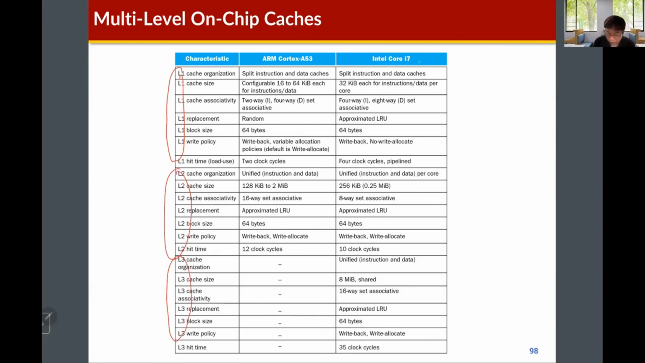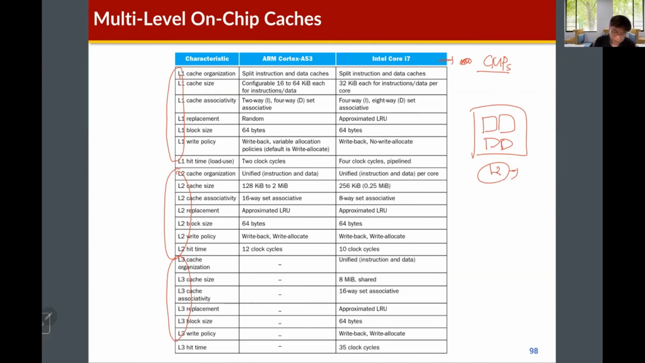The Intel Core i7 is a multi-core architecture, so it's a CMP, chip multiprocessor. Which means that this Intel Core i7 includes multiple cores, and the level 3 cache is the last level cache, and it is a shared cache. Also, you can find the configurations here.